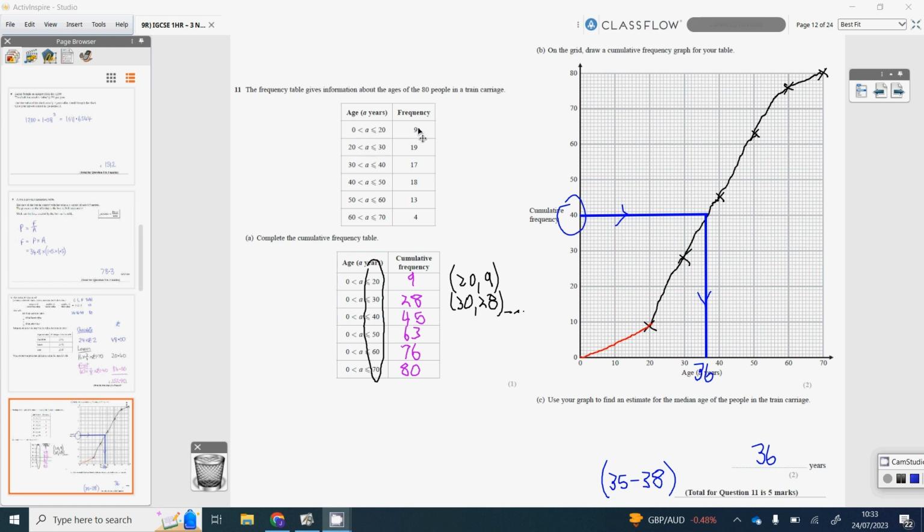So that's the 9 plus the 19, giving us 28. And then similarly, the third row, the ones between 0 and 40, are the ones between 0 and 20, 20 and 30, 30 and 40. So it's the running total of the top three frequencies, then the running total of the top four, and so on. So that gives us the cumulative frequency.